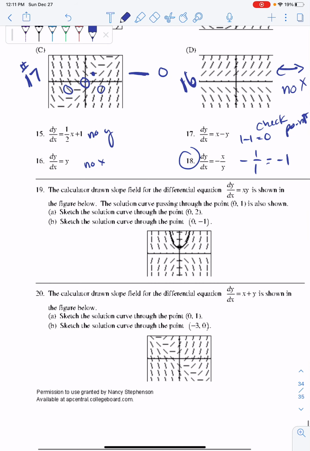Okay, 19. The calculator drawn slope field for the differential equation dy over dx equals xy is shown. So it gives me a slope field, and then it says the solution curve passing through the point 0, 1 is shown. Sketch the solution curve through point 0, 2. Okay, so 0, 1 is right here.